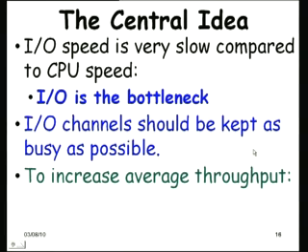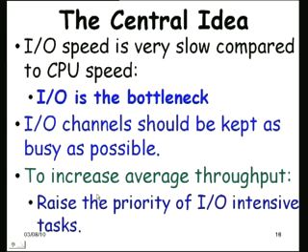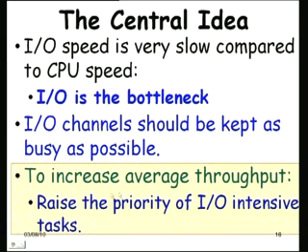So, the IO channels should be kept as busy as possible, and how do you ensure that? Increase the priority of IO processes. So, to increase the average throughput, raise the priority of IO intensive tasks. A kernel process which is not doing IO should operate at the lowest priority, and then we have the character IO, etc. But why should it translate into dynamic priority levels? See, this same idea, that a task performing IO should be given higher priority.